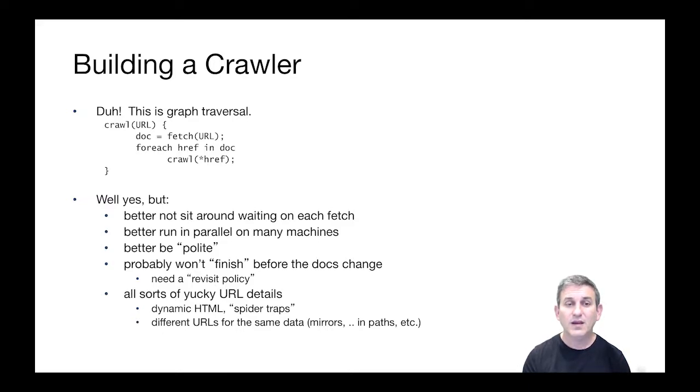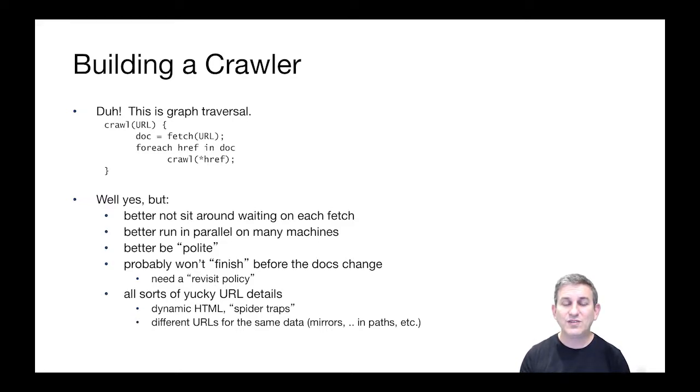Another issue we need to deal with is we probably won't finish crawling the entire web before the documents on the web change. That's just the nature of the web. Things change faster than a full crawl will take. So we need some notion of a revisit policy that's going to revisit pages that are likely to change.